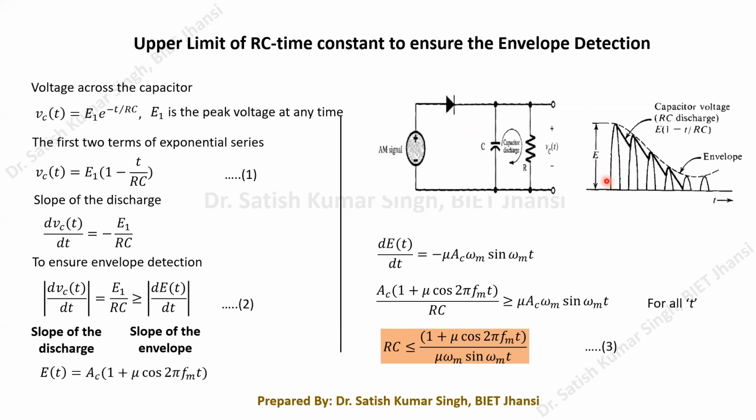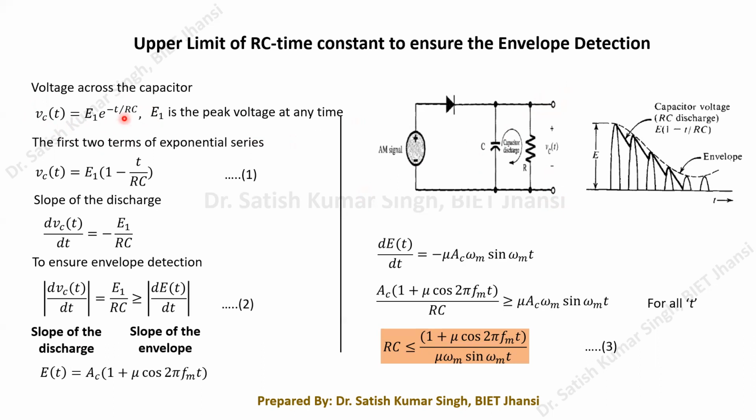Whenever the capacitor is charged up to its peak value at any time instant t, its discharging profile will be given by this exponential law. This is the discharging profile of the capacitor. When we see this voltage in the oscilloscope, VC(t), this capacitor voltage will follow this particular exponential discharge law: E1 e to the power minus t upon RC.